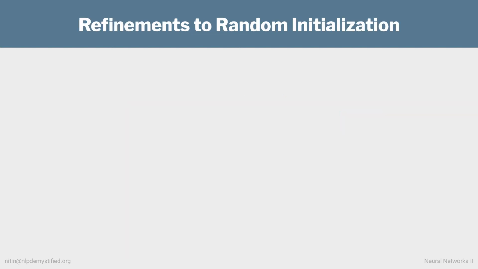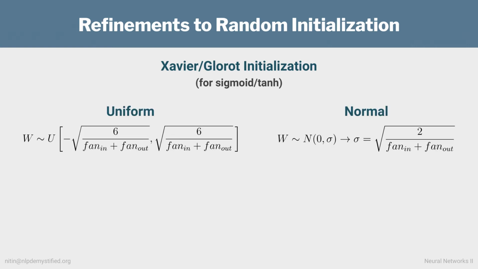After all, if neural network training is about gradually changing the weights until we arrive at an acceptable loss, then maybe how the weights are initialized can contribute to this goal. One refinement is called Xavier or Glorot initialization. Here, the idea is to initialize each weight from a distribution with mean 0 and a variance based on the fan-in and fan-out of the weight. Fan-in is the number of incoming connections, and fan-out is the number of outgoing connections.